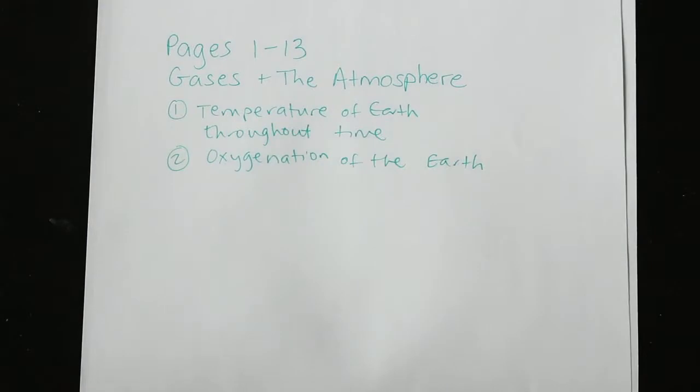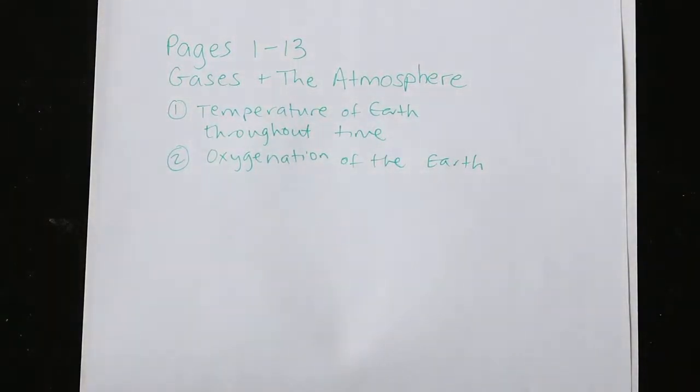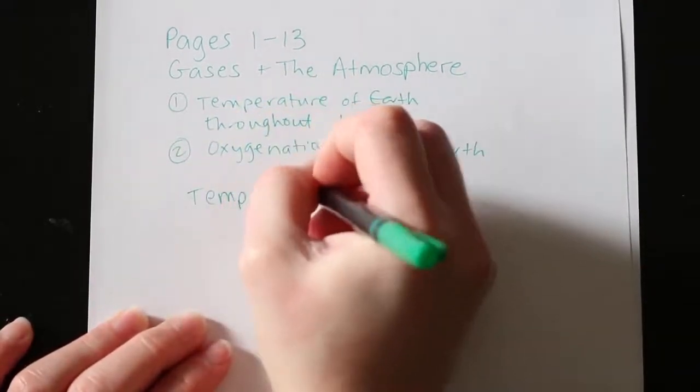When you read through all the notes in your booklet, you're going to see that the surface temperature of the Earth has changed dramatically throughout history. So we've had ice ages where the surface of the Earth has been very cold, and then we've had other periods where the temperature has been a lot more mild and quite warm. And the biggest thing that influences the temperature of the Earth is the concentration of carbon dioxide in the atmosphere.